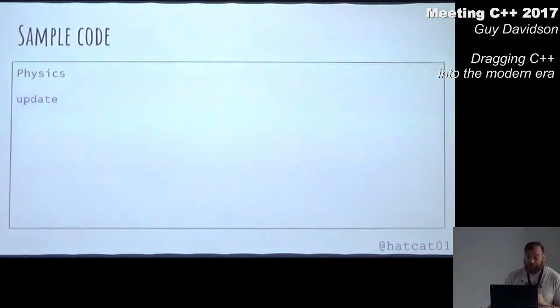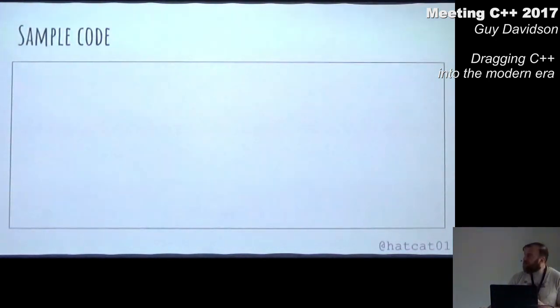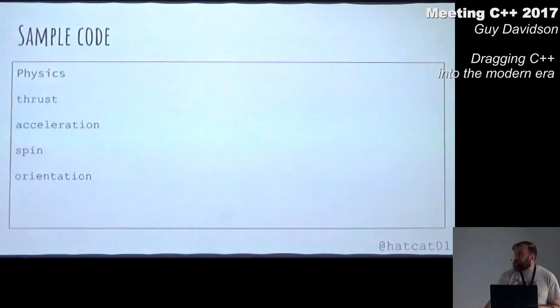Our regular objects that we're modeling have an update function, which updates their position according to their velocity. Some objects need to deal with being divided. Well, the asteroids, actually, need to deal with being divided. And then to draw the things, we need to know their position. And we also expose the velocity. Objects that can be controlled respond to thrust. This changes their acceleration. And they can be spun, and that changes their orientation.